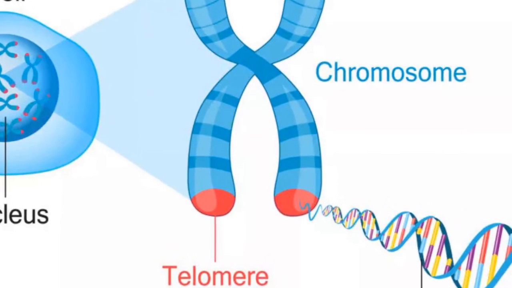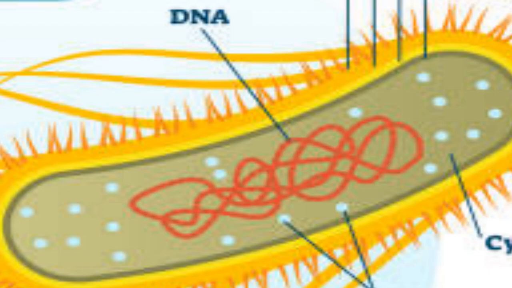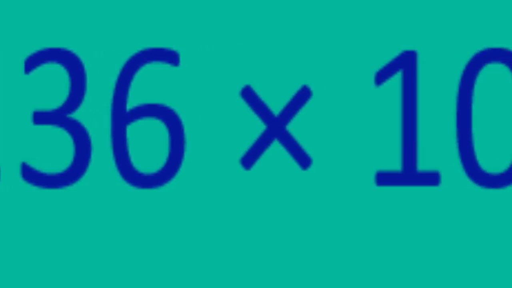Let's take the example of prokaryotes like E. coli. The DNA in E. coli is about 1.36 millimeter long. Let's calculate how many base pairs that is. 1.36 millimeter is just equal to 1.36 multiplied by 10 power minus 3 meter.